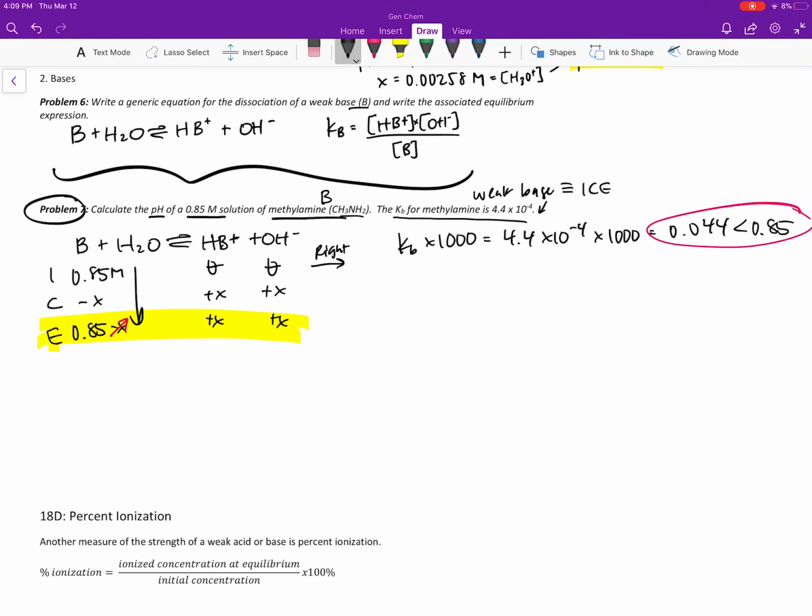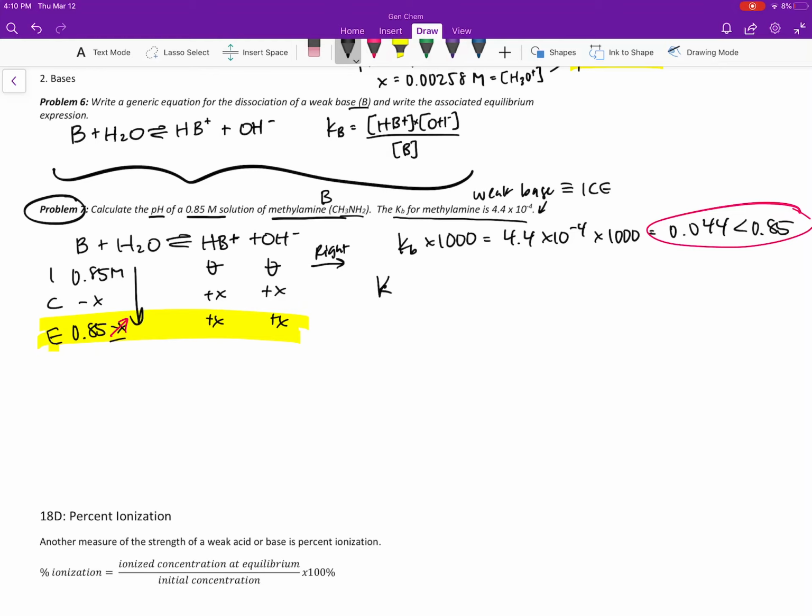But the plus x on the right hand side have to stay there because I need to know what x is equal to. I just don't have to worry about what minus x is equal to because it's so small compared to what I'm starting with that it's essentially negligible.